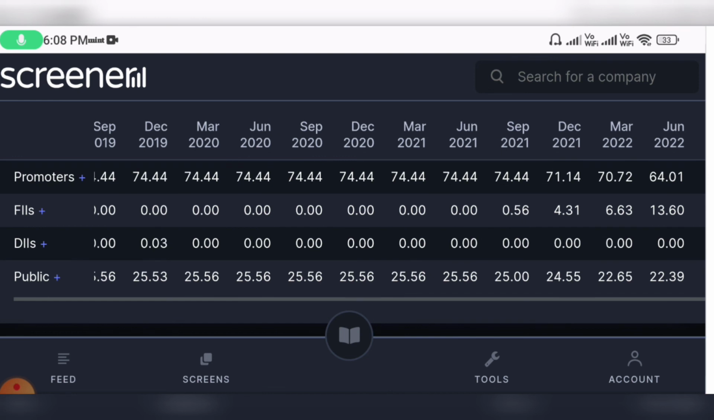This is really good, and we don't see any interest coming from DIIs. And then the public shareholding has decreased. If you see in September 2019 it was 25.56%, and from there it's now decreased to 22.39. So this is also a good sign. So to conclude, this stock looks really good to me, but I'm also giving you a disclaimer that I'm not advising you to go and invest in this stock. Please also do your own analysis. So this was only for educational purposes.